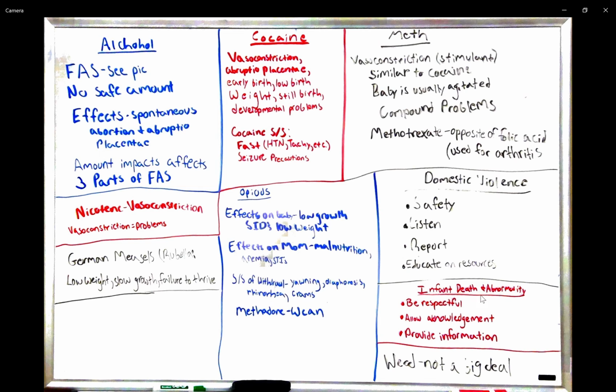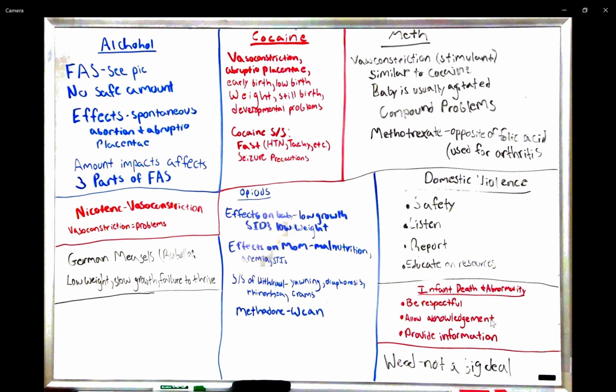Next, we'll talk about infant death and abnormalities. So births don't always go right. So if a baby is born maybe with a severe congenital defect, or it's just stillborn, we're going to make sure we're very respectful, because this is a very hard time in their lives. We're going to allow them to acknowledge this baby. So if they want to take pictures with it, we do our best to get them in a good blanket, dress them how we need to, and give them access to whatever they need access to.